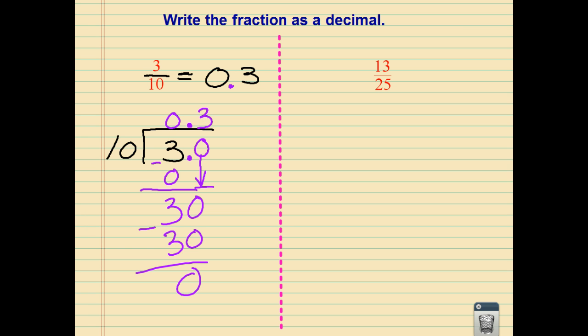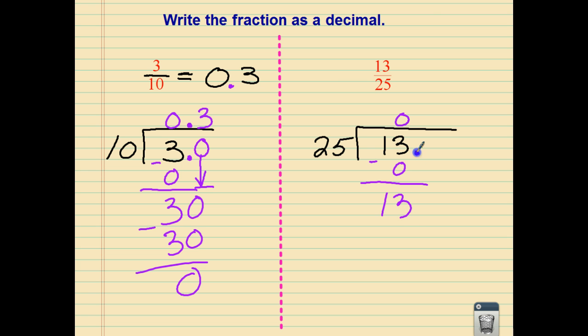All right, the next problem over, 13/25 cannot be quickly written as a decimal like we did in the first one. So we are going to have to use our long division skills. We're going to take the numerator and divide it by the denominator. And 25 cannot go into 13, so it goes in 0 times. We're left with 13, and we knew that.